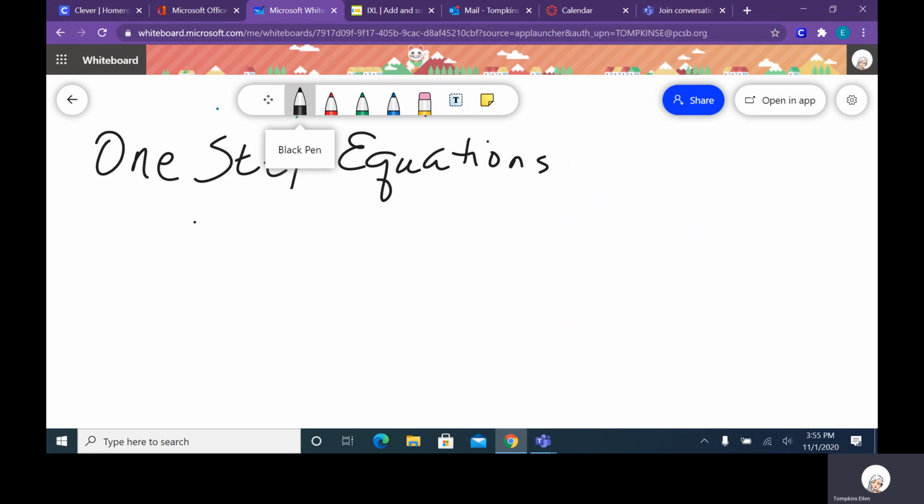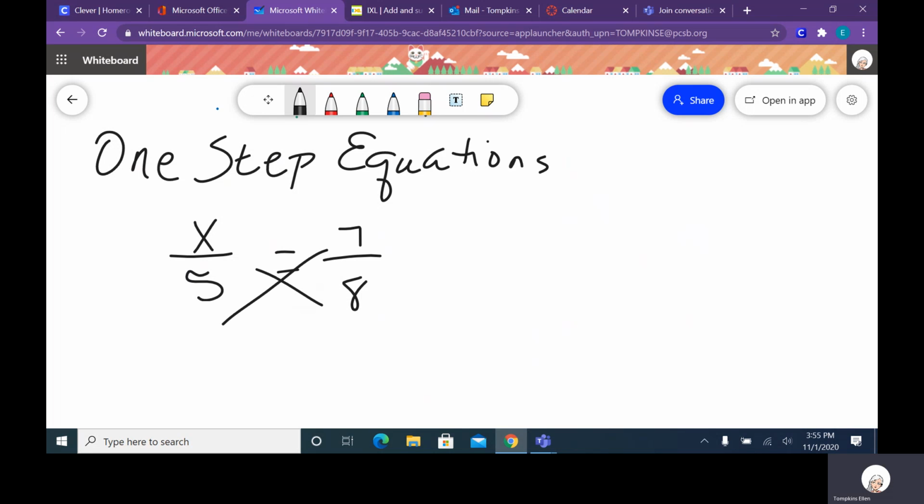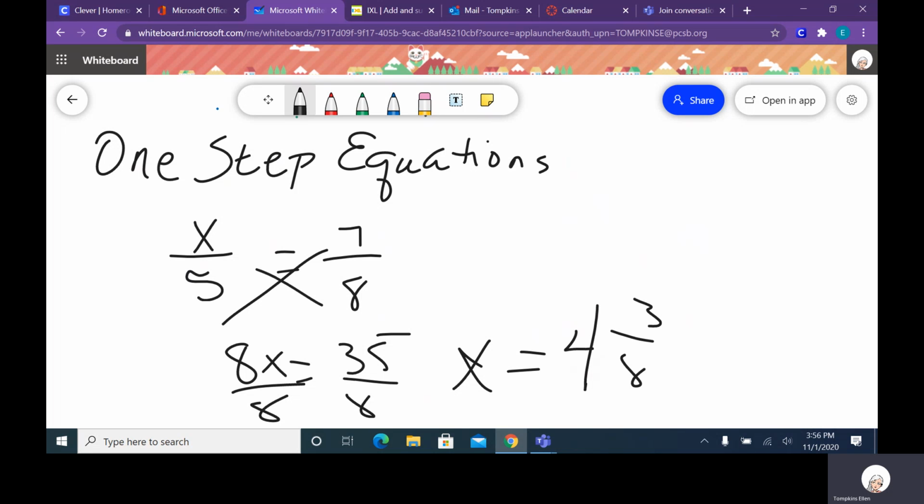What if I have this? x over 5 = 7 over 8. Oh my goodness. Well, what we have here, my darlings, is a proportion, don't we? We do, don't we? Because we have fractions. So what would we do with that one? Well, we would cross multiply here. 8x = 35, dividing by 8. And you're going to get x = 4 and 3/8.